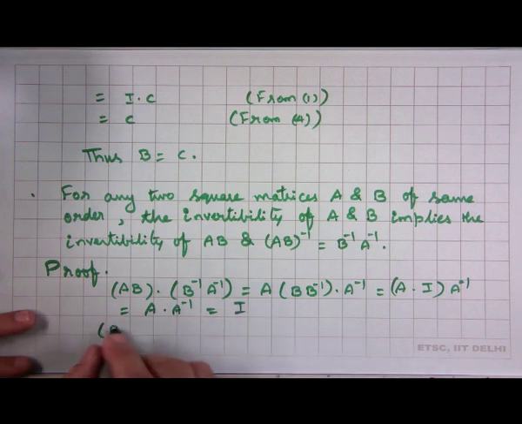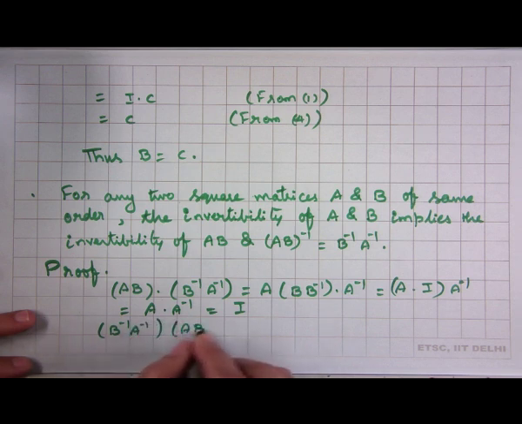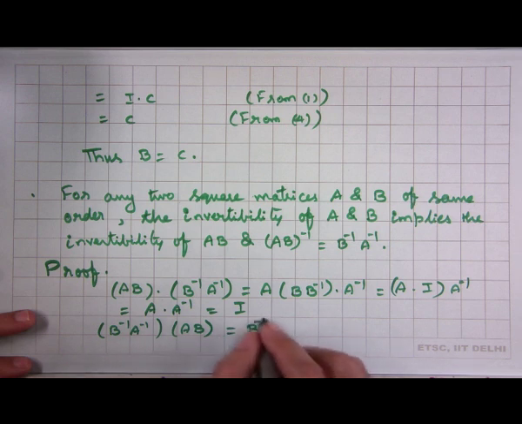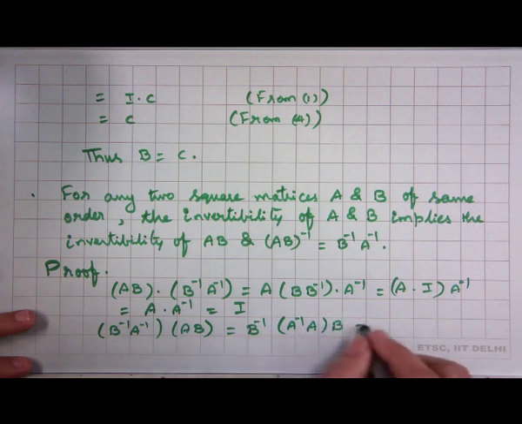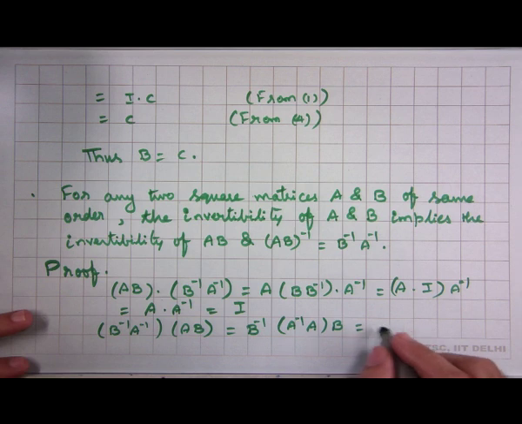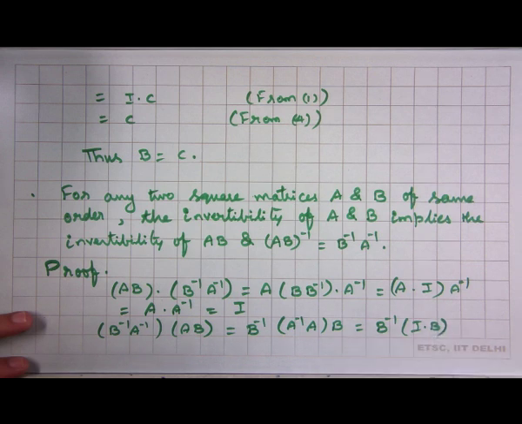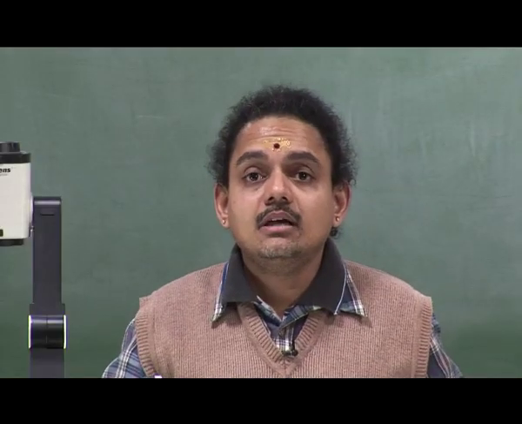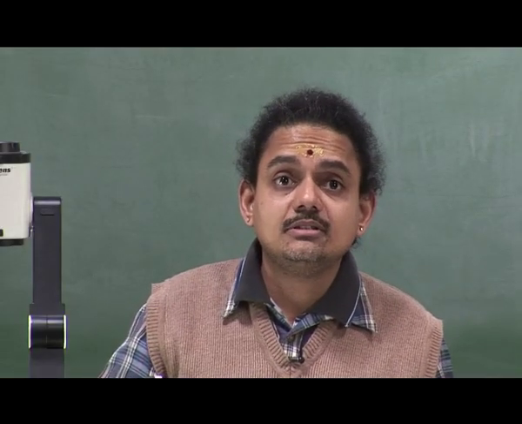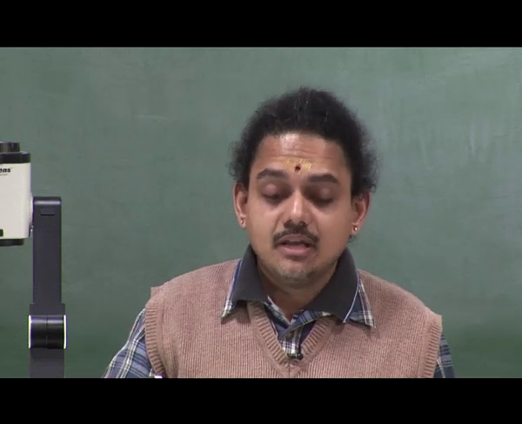Similarly, B inverse A inverse times AB is equal to B inverse times A inverse A times B, and A inverse A is the identity. So, I will have B inverse times I times B, but I times B is just B. So, this is the same as B inverse B, which is going to be the identity. So, the inverse of AB, which is (AB) whole inverse, is given by B inverse A inverse.